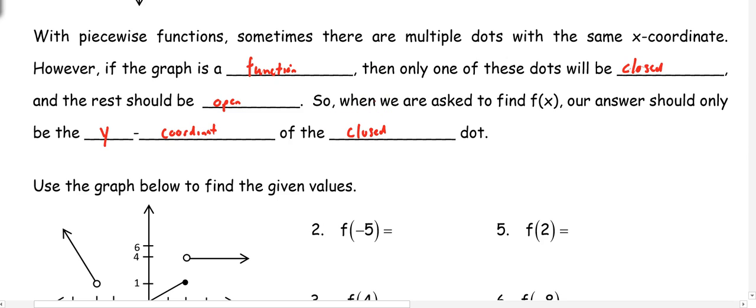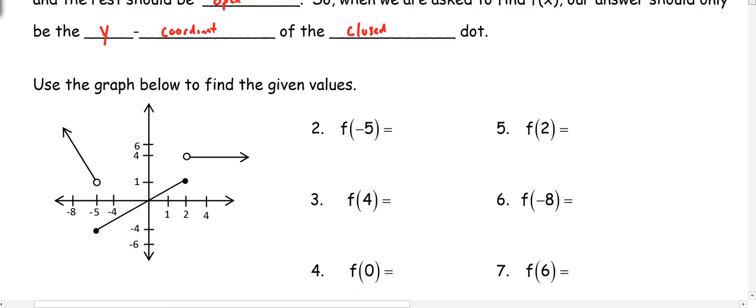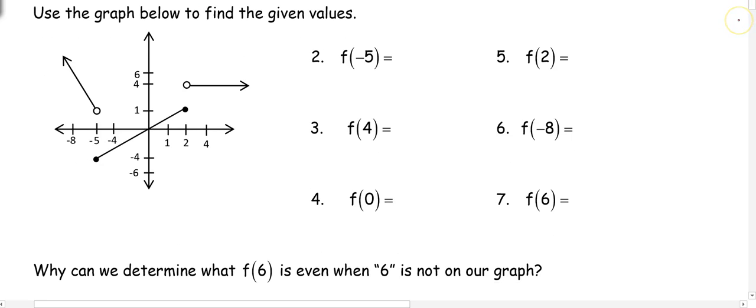So let's practice finding some f of x values. Using the graph below, find the given values. So we have f of -5. Well, at -5, there are 2 dots. There's an open dot and a closed dot. Remember that we want the y-coordinate of the closed dot. So the closed dot is down here with a y-coordinate of -4.